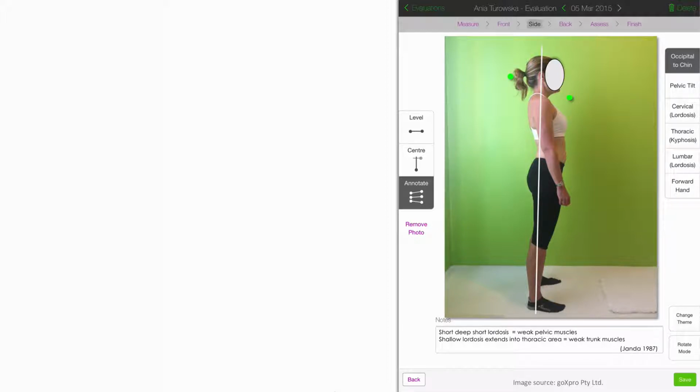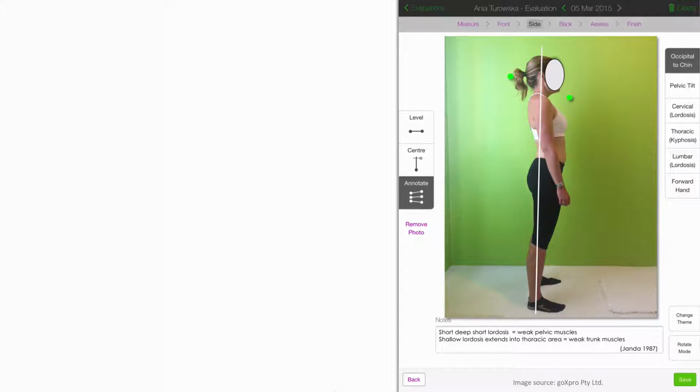So we can see here that there's a slight shift forward of the pelvis from that center plumb line. We can see some hyperextension of the knees as well, and we can see that the shoulder is sitting forward of that plumb line. We'll look now at the head and neck posture.